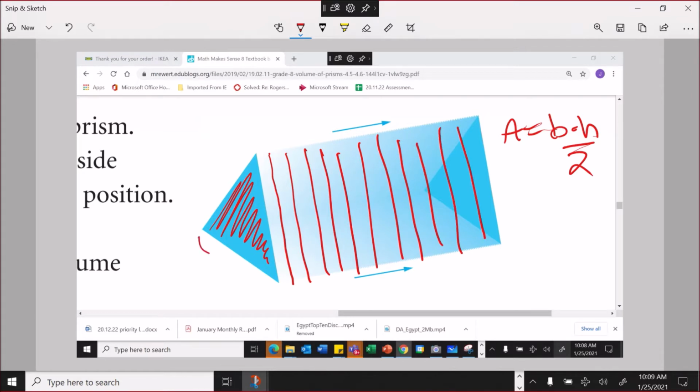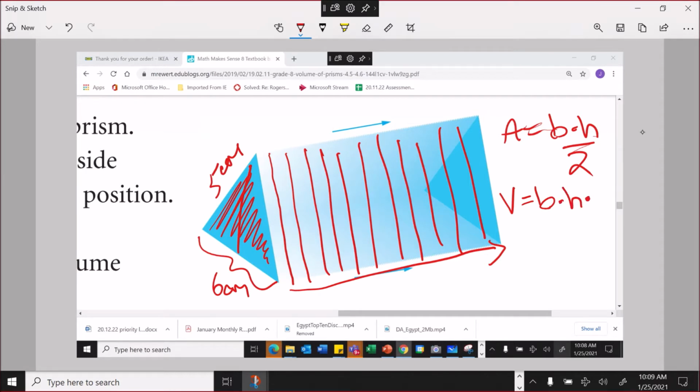For example, if I said that this was 6 centimeters, and it had a height of 5 centimeters tall, then you would end up with 5 times 6 is 30, divided by 2 is 15. But then you need to see how many slices there are, and there'd be 1, 2, 3, 4, 5, 6, 7, 8, 9, 10, 11, 12. Once again, that's just going to be base, height, and depth. That's all it's going to be. You've got your base and height divided by 2 times the depth.